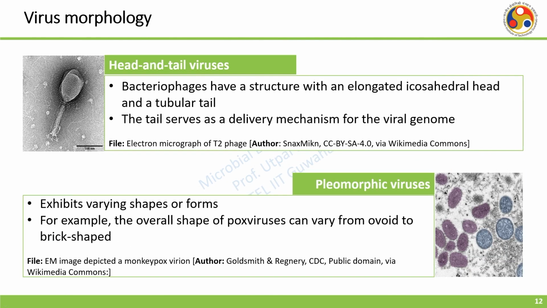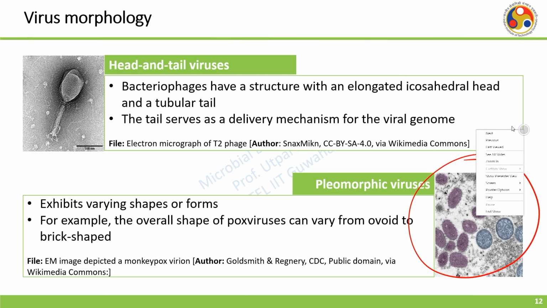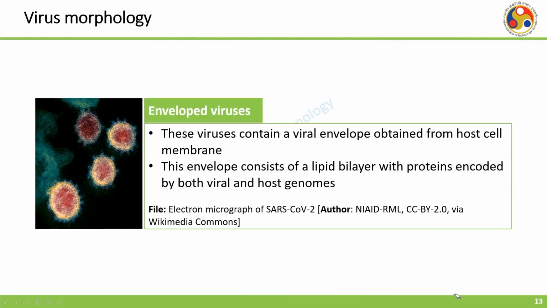Then there are certain viruses which are called head and tail viruses. Bacteriophages have a structure with an elongated icosahedral head and a tubular tail. The tail serves as a delivery mechanism for the viral genome. Then another type of morphology is pleomorphic viruses. These exhibit varying shapes or forms, as you can see in this picture. The overall shape of pox viruses can vary from ovoid to brick shaped.